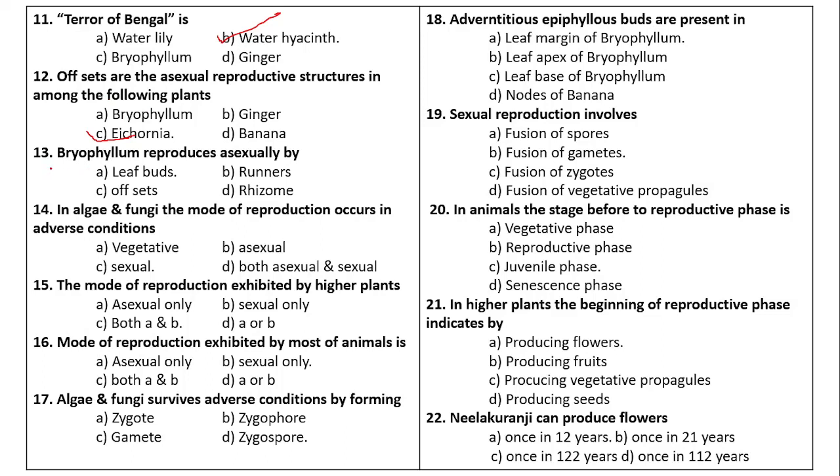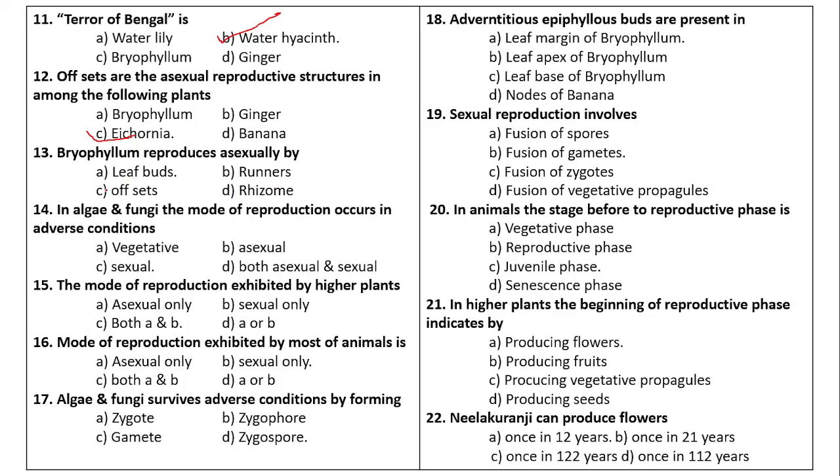Right. Coming to the next one, that is the 13th question. Bryophyllum reproduces asexually by option A, leaf buds, option B, runners, option C, offset, option D, rhizome. Bryophyllum, in general, is called Brahma Kamala. The Brahma Kamala or Bryophyllum reproduces asexually by means of what?